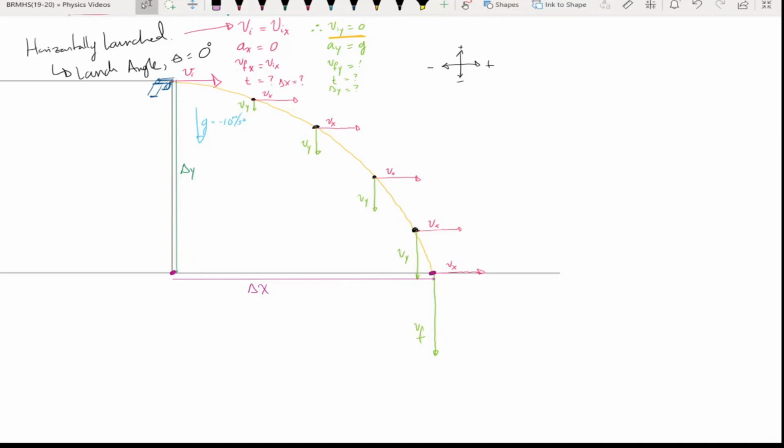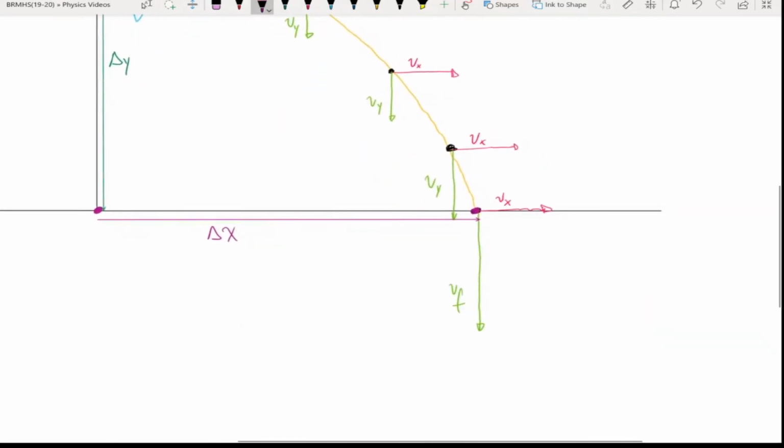All right, how might we determine what these things are? Well, we have kinematic equations already. Let's start with delta x, because that's what I had drawn first. I know delta x would be initial velocity in the x direction.